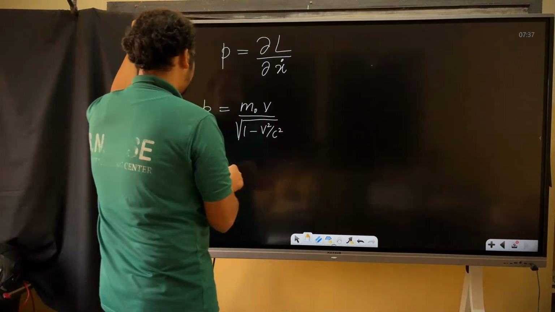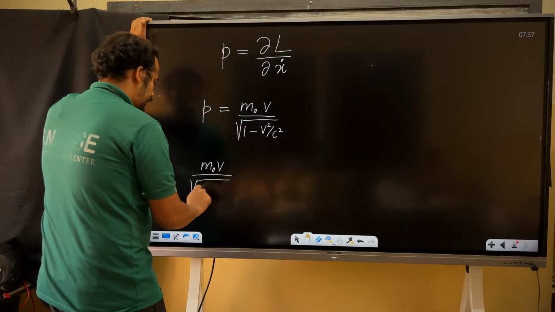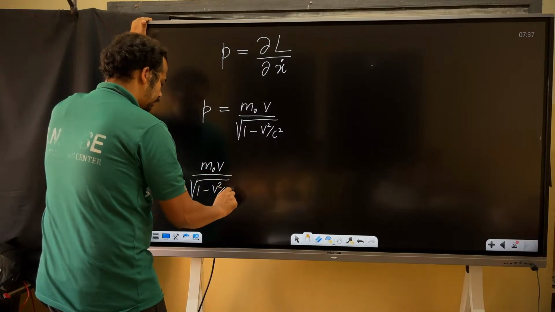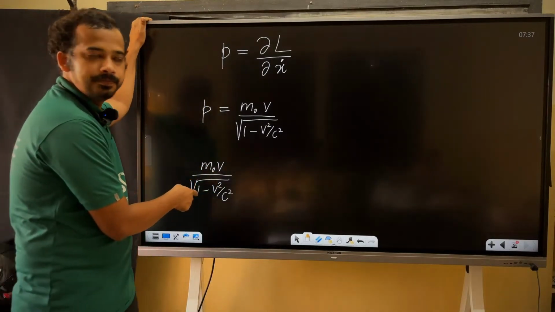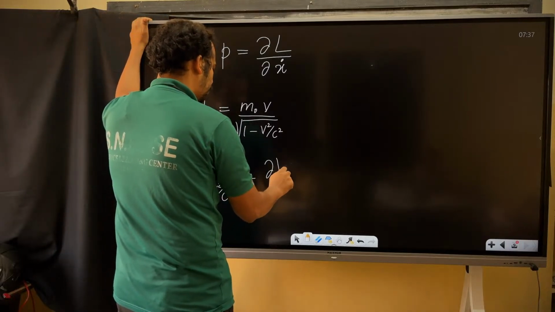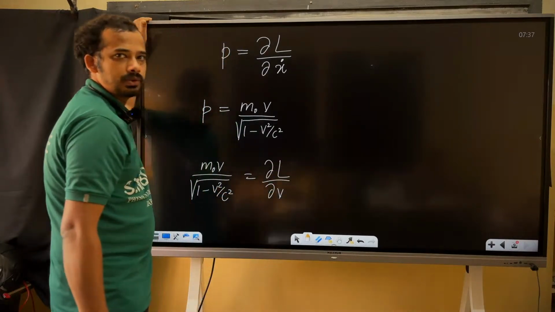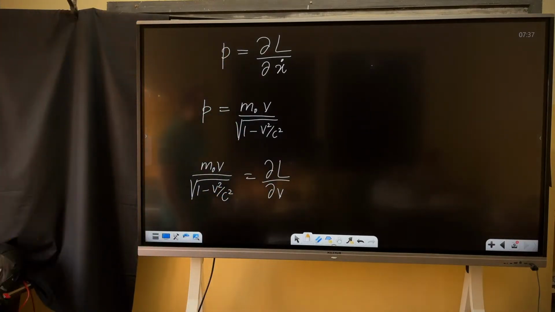So now what we do is, okay, we substitute this one, m naught v by root of 1 minus v square by c square. What is this one? This is p. That's equal to, I will write this one as, what is this one? dL by dv. I mean, I'll take one-dimensional motion. Only x dot is coming.